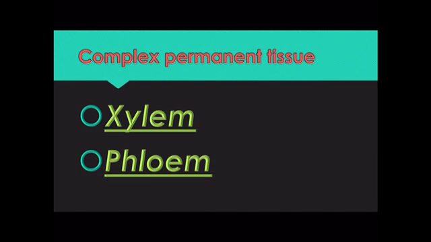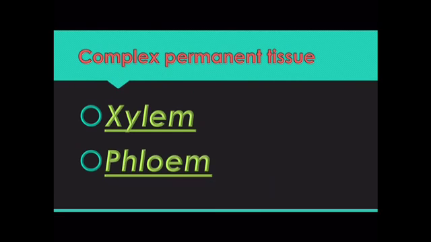So students, you can understand how these two tissues are very important for the plant, because they are called conducting tissues, and these conducting tissues are mostly responsible for transportation of food and water. So that's why it is called conducting tissue.